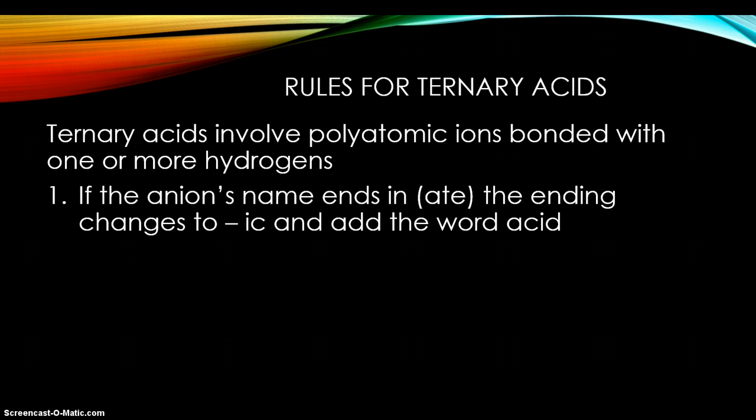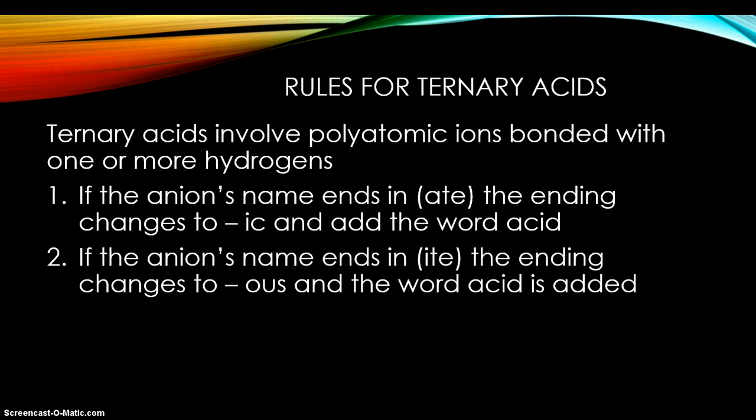So let's say we have chlorate, and it's bonded to hydrogen. So you would have HClO3. Then you would see the ClO3. Oh, that's chlorate. Okay, ends in -ate. And so I'm just going to change the -ate to an -ic. And so it just becomes chloric acid. That's it. And you don't have to do anything else to it.